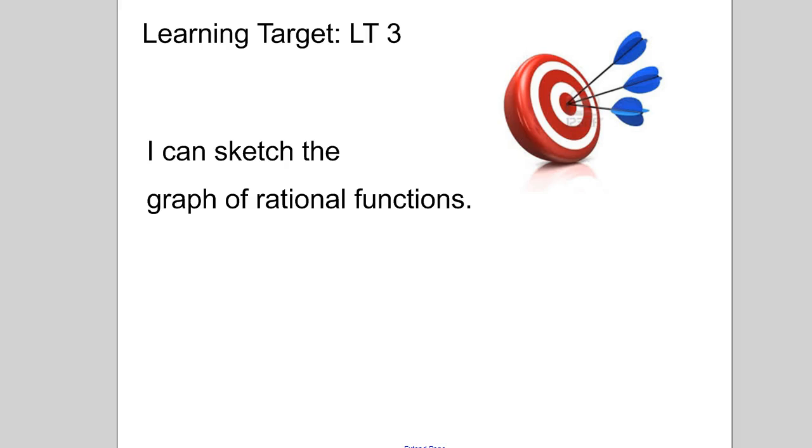Whoops, repeat slide. Okay, this is learning target 3. You guys are going to learn how to sketch the graph. So I want you to note that it's a sketch. It's not going to be perfect. It's going to be a sketch. We're not even going to use... I'll show you when we get there.